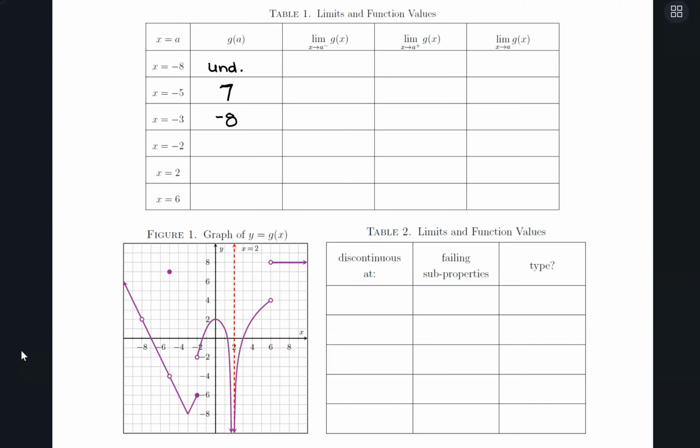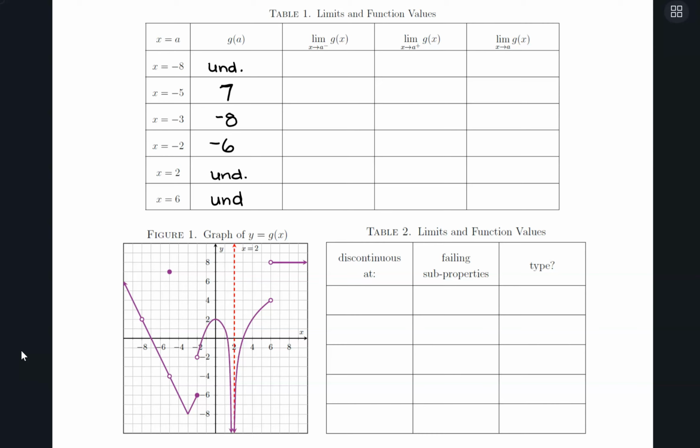At x equals -2, we have a jump there, but our function in terms of where it's defined is down at -6. At +2, we have a vertical asymptote, so we're undefined there. At x equals +6, we have a jump, and then we're not defined anywhere, so we're going to be undefined.